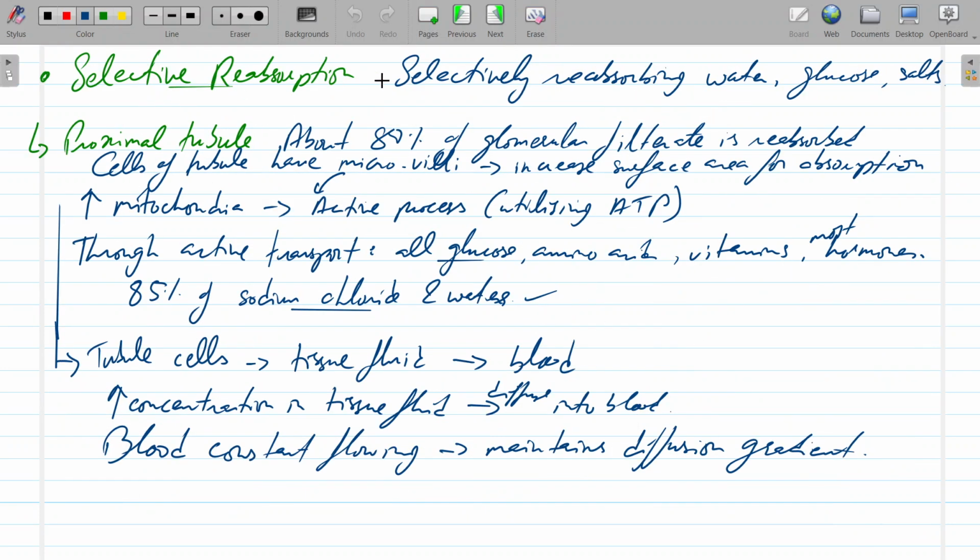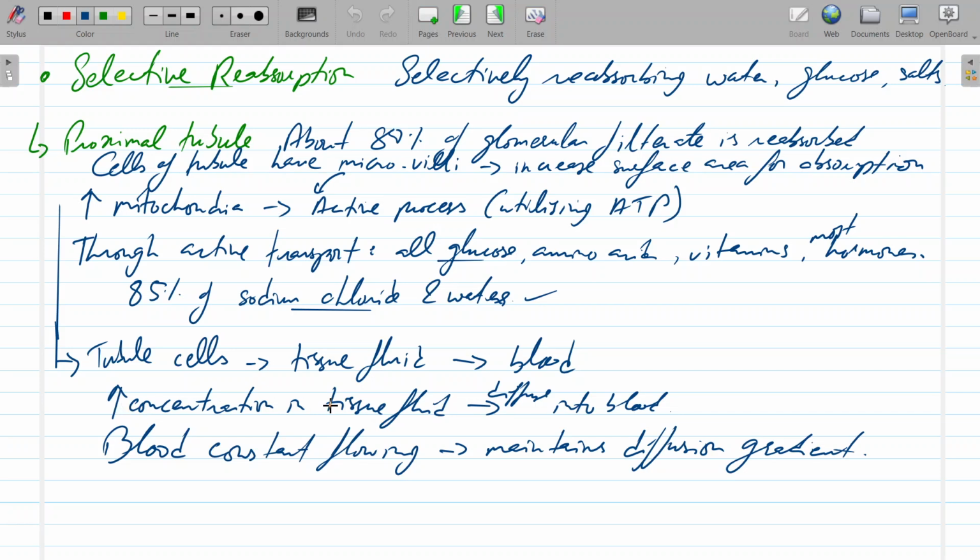Then you've got selective reabsorption happening, where water, glucose, and salts are reabsorbed into the blood. It starts off with the proximal tubule, where about 80% of the filtrate is reabsorbed. And the cells of the tubule have microvilli, which increase the surface area of absorption. They have a lot of mitochondria, which means it is an active process, and it is utilizing ATP. All the glucose, amino acids, vitamins, most hormones, 85% of the sodium, chloride, and water is reabsorbed. And from the proximal tubule, it goes into the tissue fluid and then into the blood.